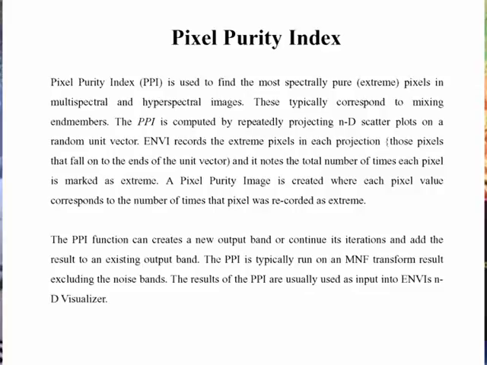The PPI function can create a new output band or continue its iteration and add the result to an existing output band. I told you that it is typically run on an MNF transform result, after excluding the noise bands. The results of the PPI are usually used as input into ENVI's n-dimensional visualizer to visualize which pixel is the purest and to export the spectra using that purest pixel.